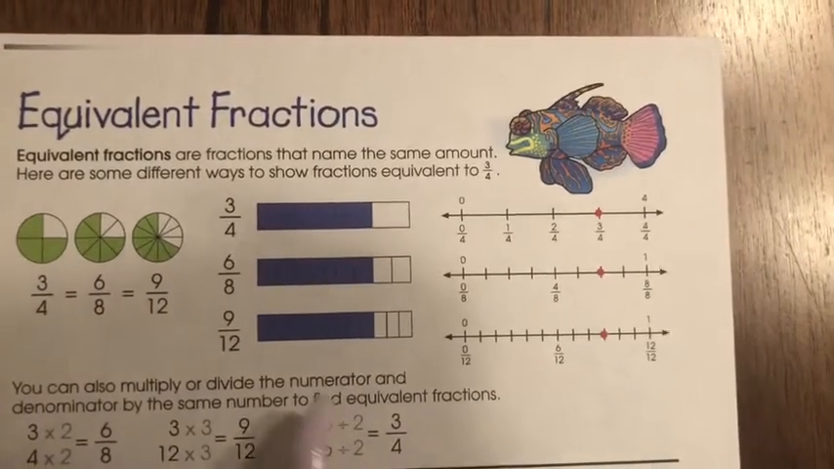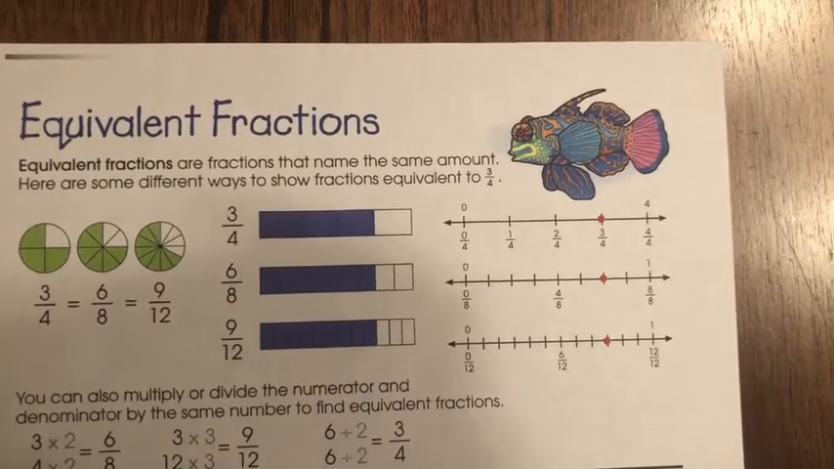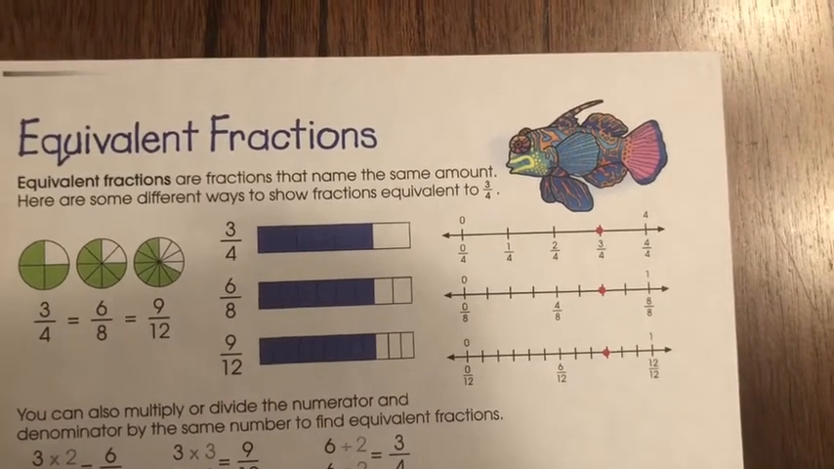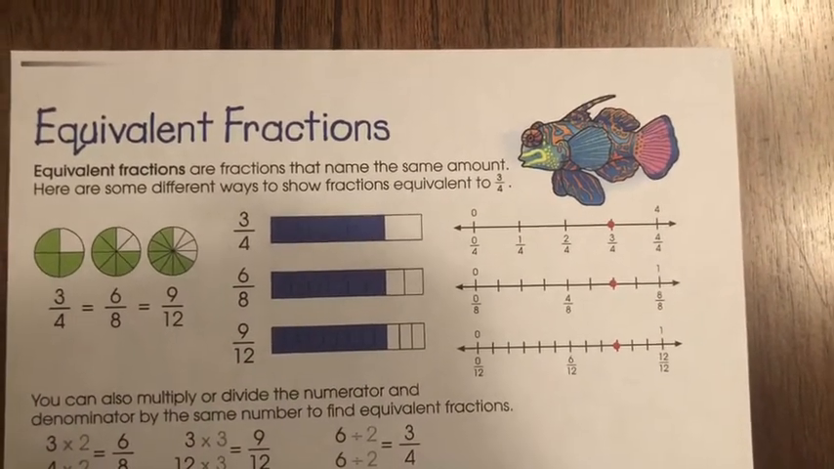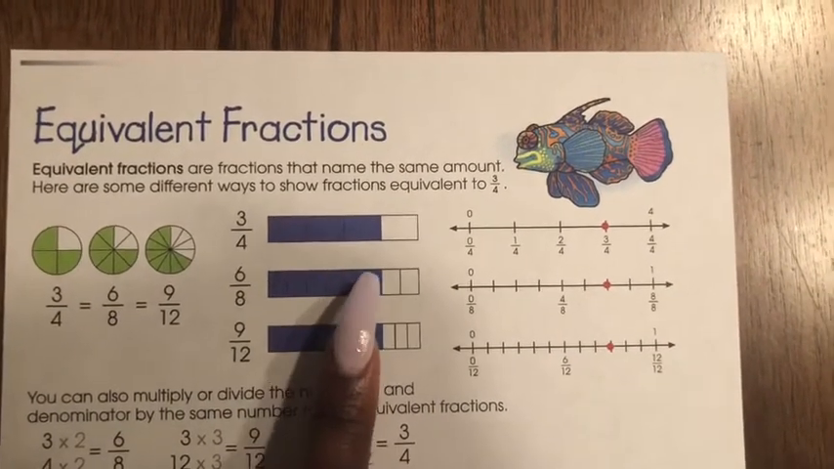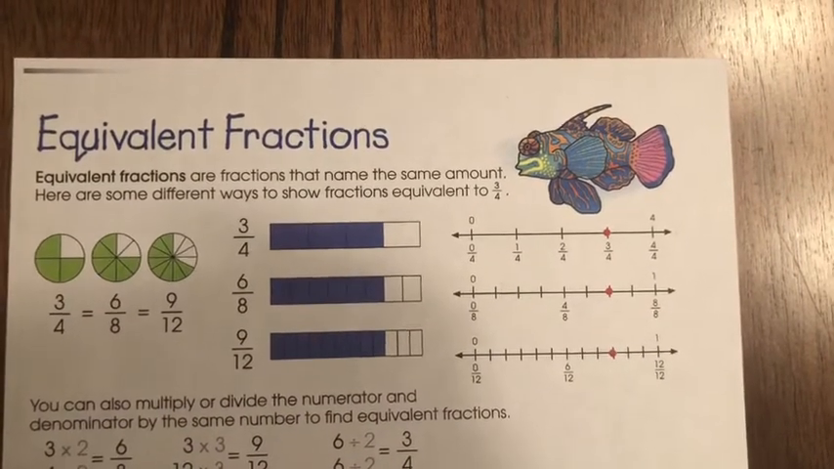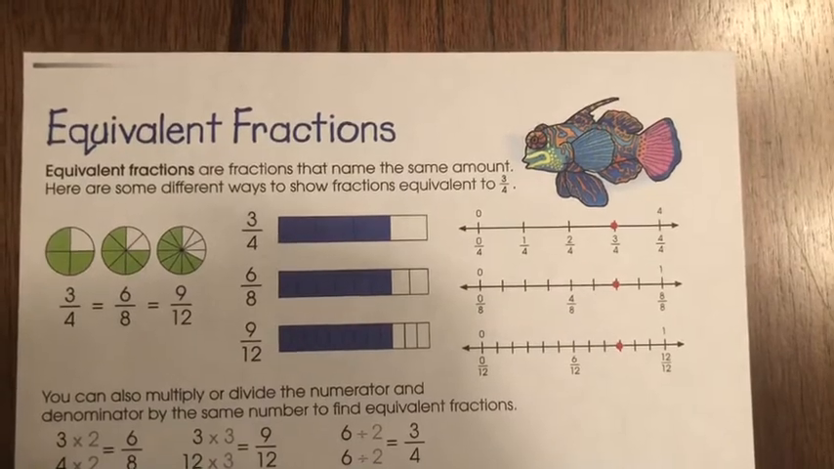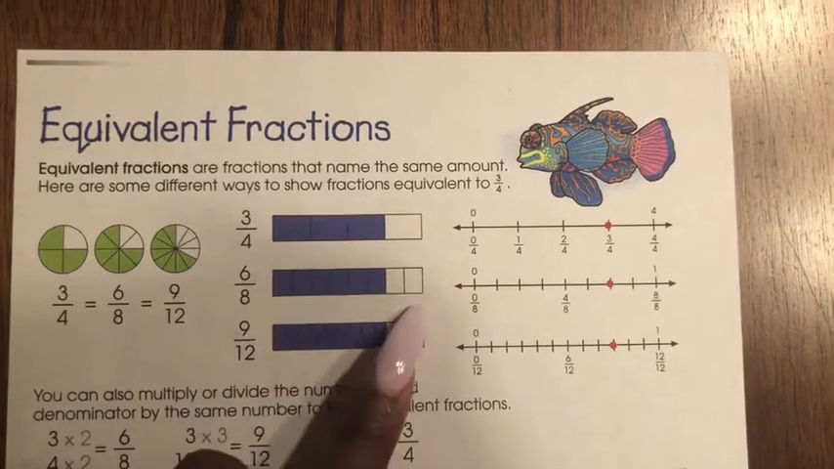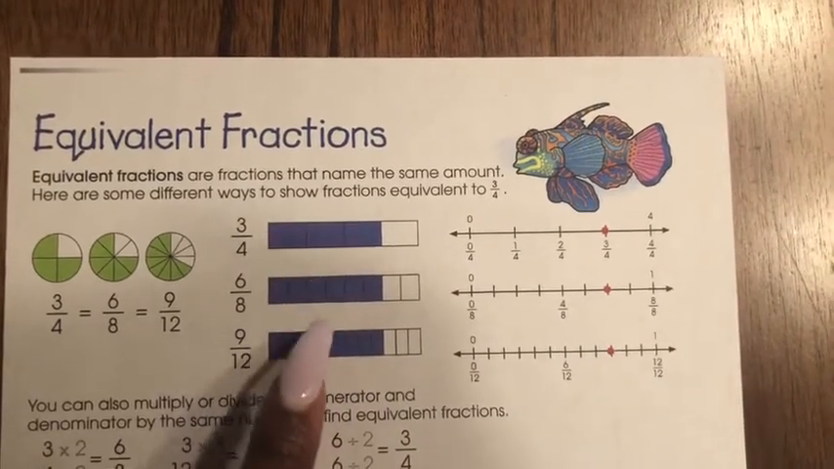Now here we have another fraction, and this is a rectangle. If you pay attention, each of these rectangles are the same shape, the same size, and that is very important. They must be the same size. You can't have a rectangle that is a little bit shorter and then try to say, oh, these are equivalent. No, because they have to take up the same amount. And so we look here, this one is broken up into 4s, this one is broken up into 8s, and this one is broken up into 12s, and still the same amount on each of these are shaded.